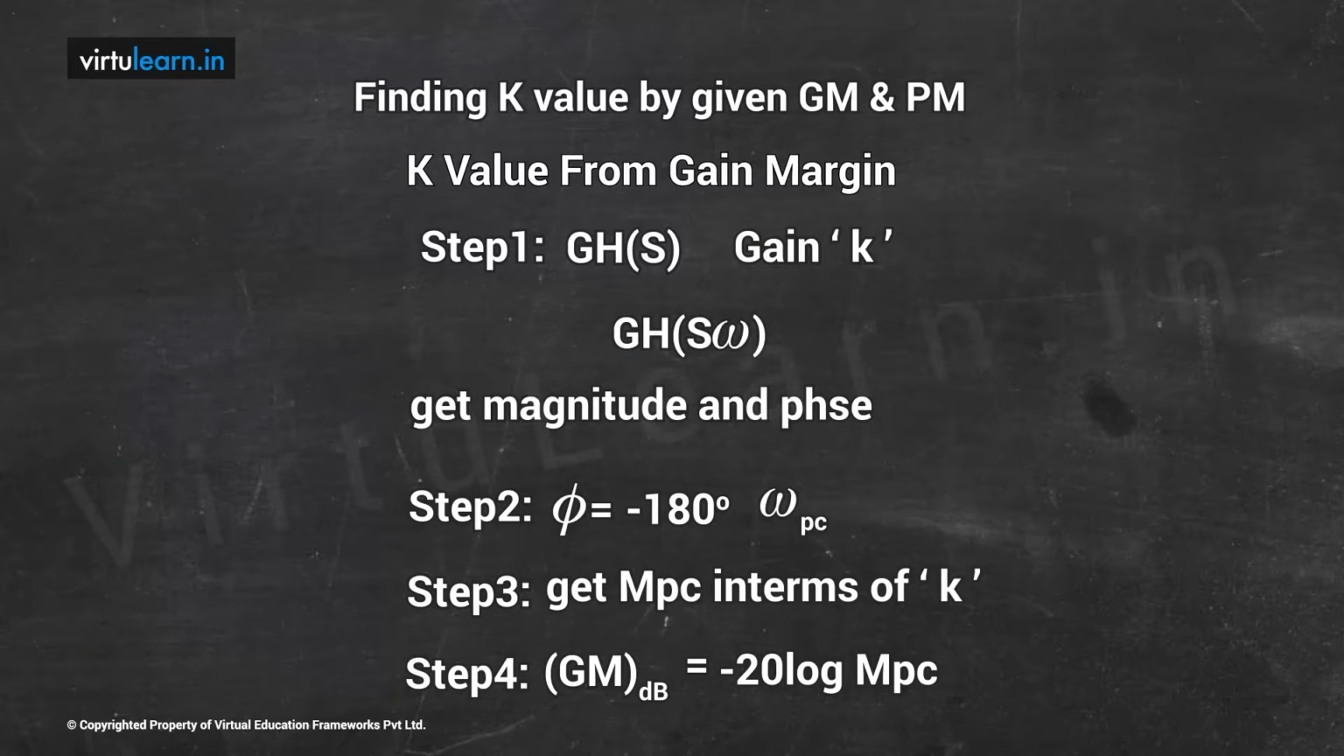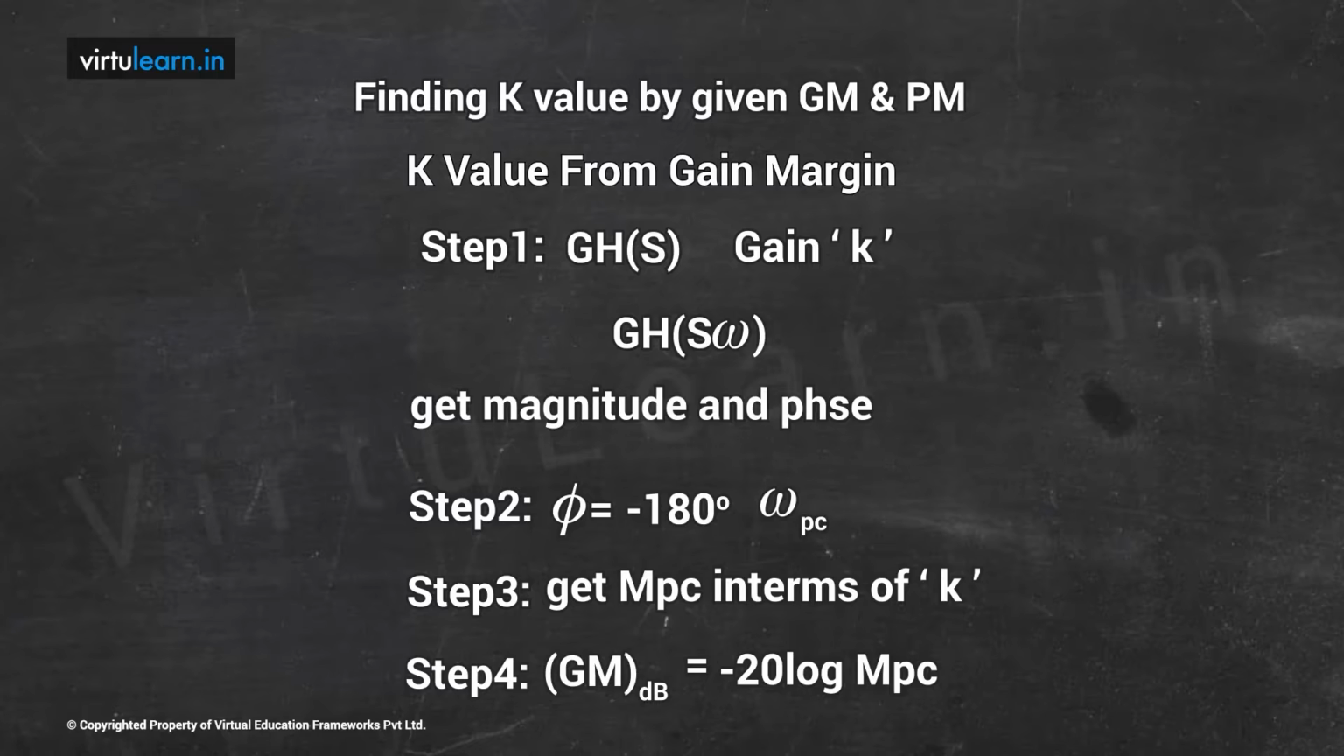Finally, we have already the gain margin specified. So gain margin specified is minus 20 log MPC. The gain margin specified is known to us, and in MPC we have K. Therefore we can solve for it. We can find out the gain K. So at that particular value of gain, the system will give us the specified gain margin.